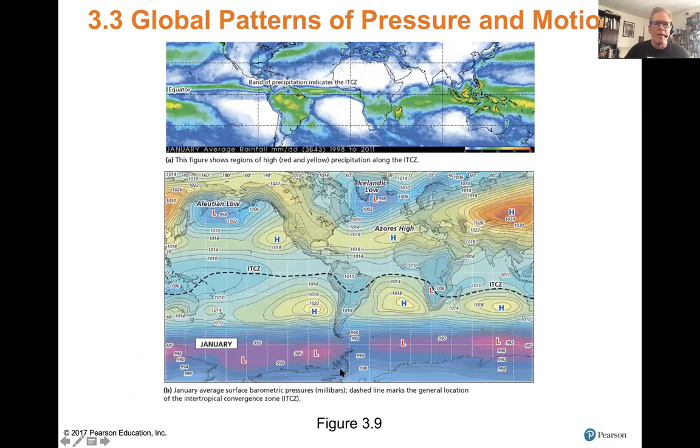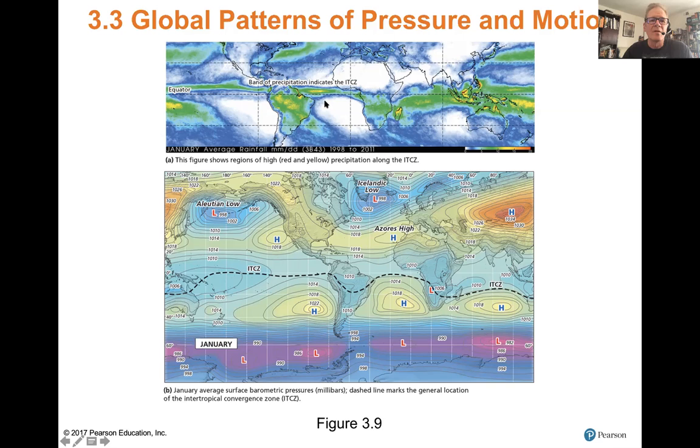Okay, so here's the ITCZ. Now it moves with the sun. When the sun is in the northern hemisphere, the ITCZ will rise up with it. When the sun is in the southern hemisphere, in our winter, their summer, it will go down into the southern hemisphere. And notice the amount of precipitation.